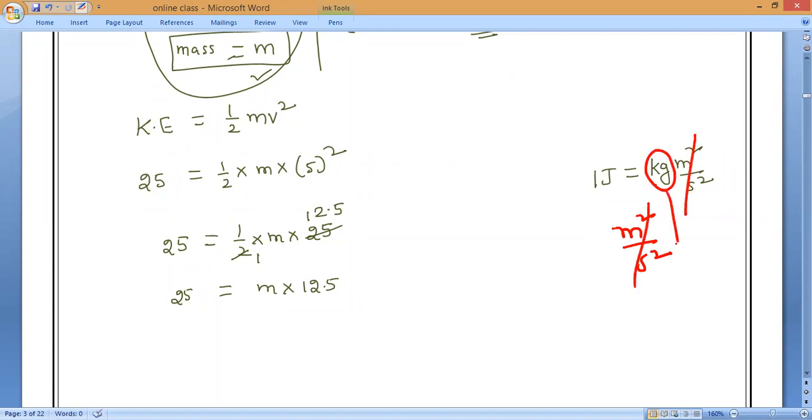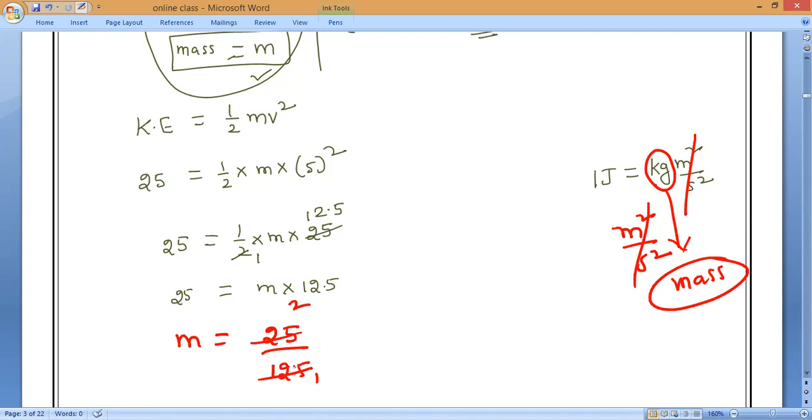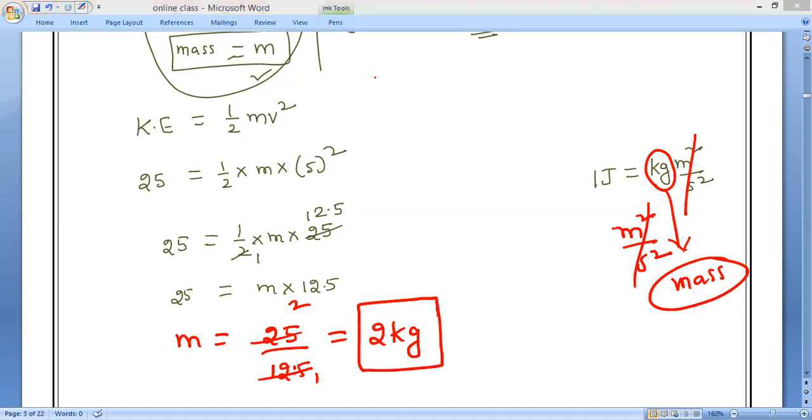Finally, what unit will we get for mass? Mass is equal to what? Everybody? What is the mass equal to? Mass is equal to 25 divided by 12.5. So 12.5 ones are 12.5, twos are 25. So which is equal to how much? Mass equals 2 kg. Yes? Good. Mass equals 2 kg.